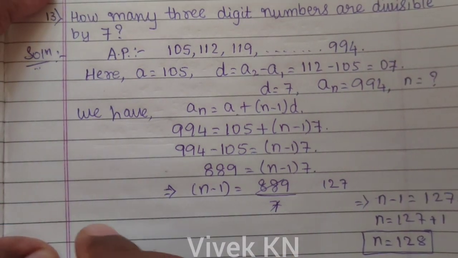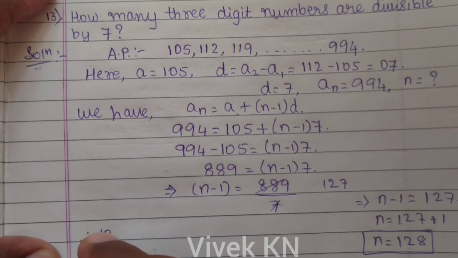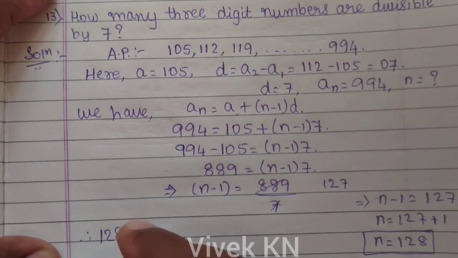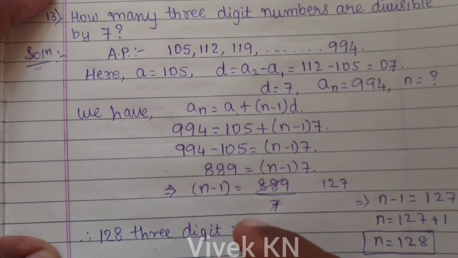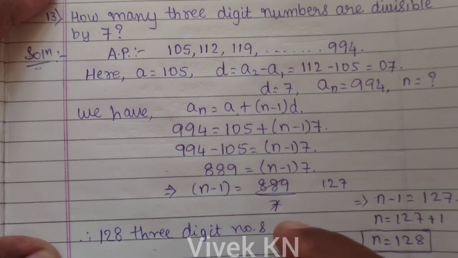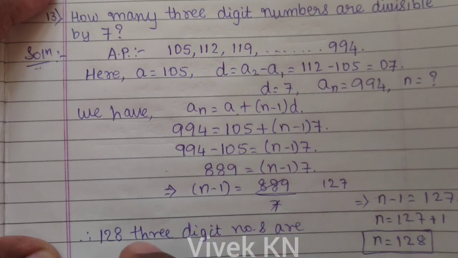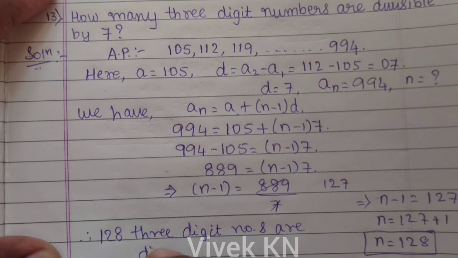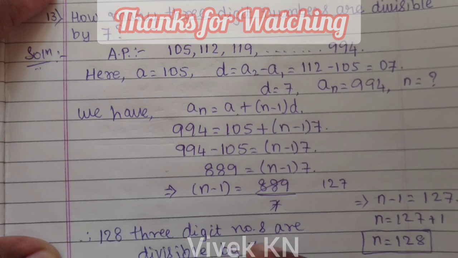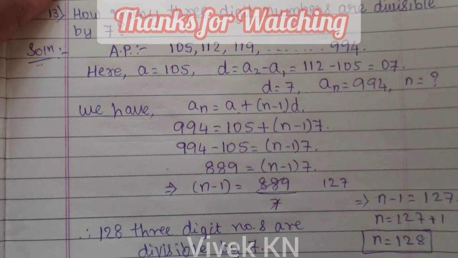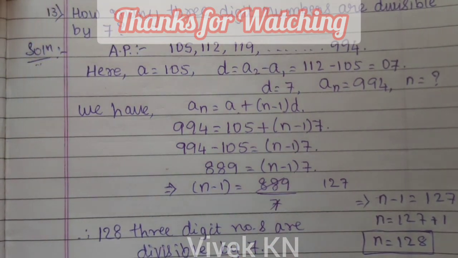Therefore, 128 3-digit numbers are divisible by 7. This is the answer.